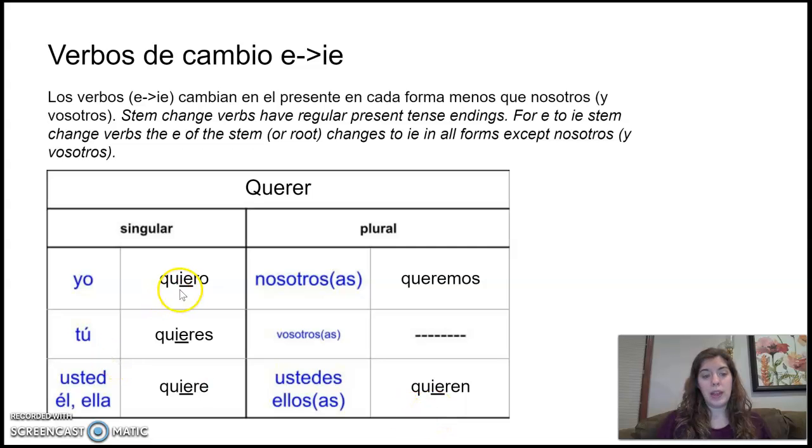So here you can see that stem change. The e becomes an ie in 4 of the 5 forms that we've learned. So what you do is take that first e there and change that. That's in the stem. The stem is the Q-U-E-R, and that ER is the ending that we're changing. So take that stem and make the change, the E to IE, and then put the proper ending on to match with the subject. Quiero, quieres, quiere, queremos, quieren.